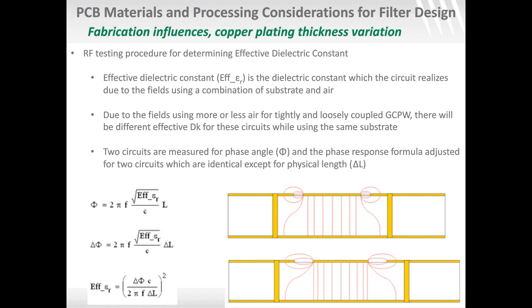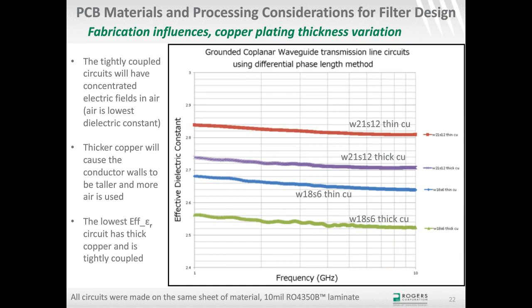And the effective dielectric constant is really just measuring the delta phi, the S21 phase angle at frequency F, and accounting for the difference of length, delta L, and I get the effective dielectric constant at that frequency. So that's what I did, and you can see on this chart that we got a pretty interesting response where we see a pretty big difference in effective dielectric constant with these circuits. Now, keeping in mind, this is the same sheet of material, and you can see there's a difference of about 0.3 in the effective dielectric constant just due to the difference of the copper plating and the tightly coupled or loosely coupled design.